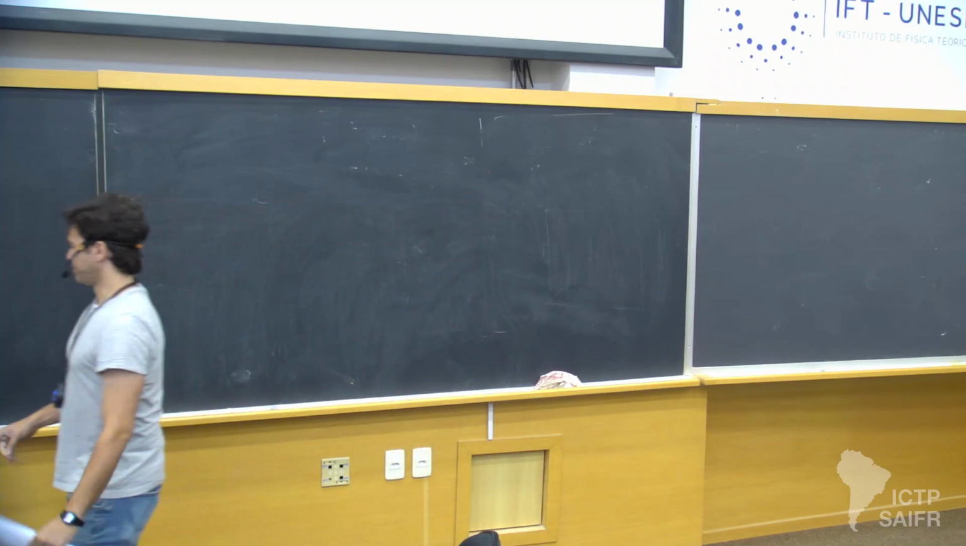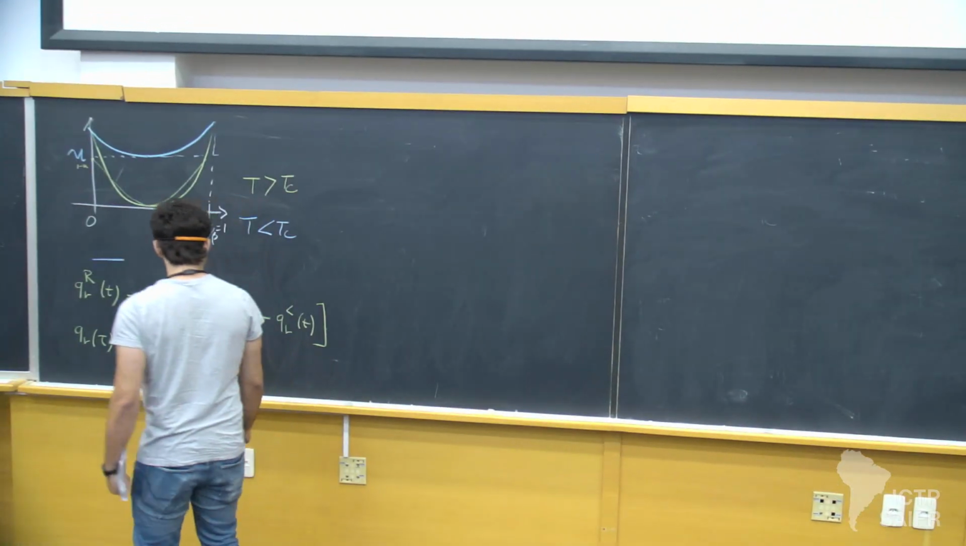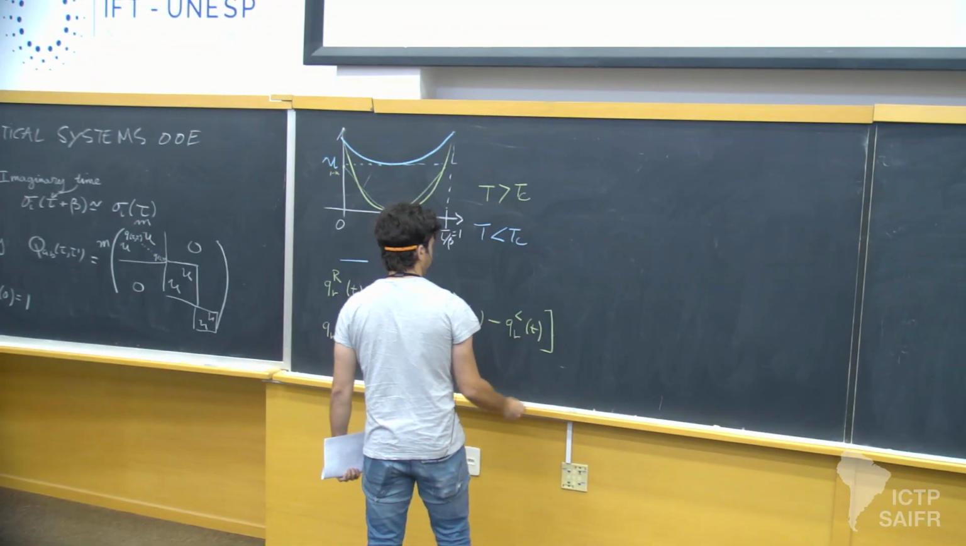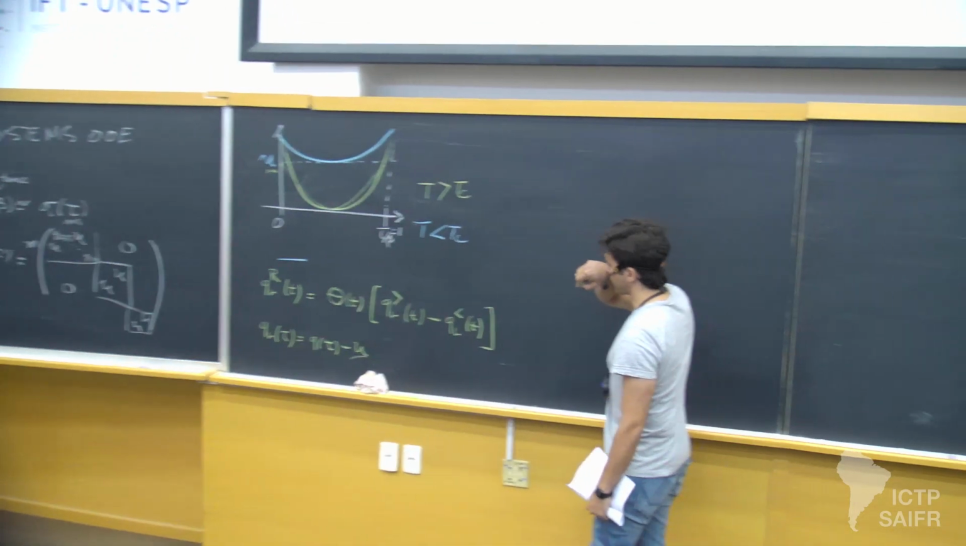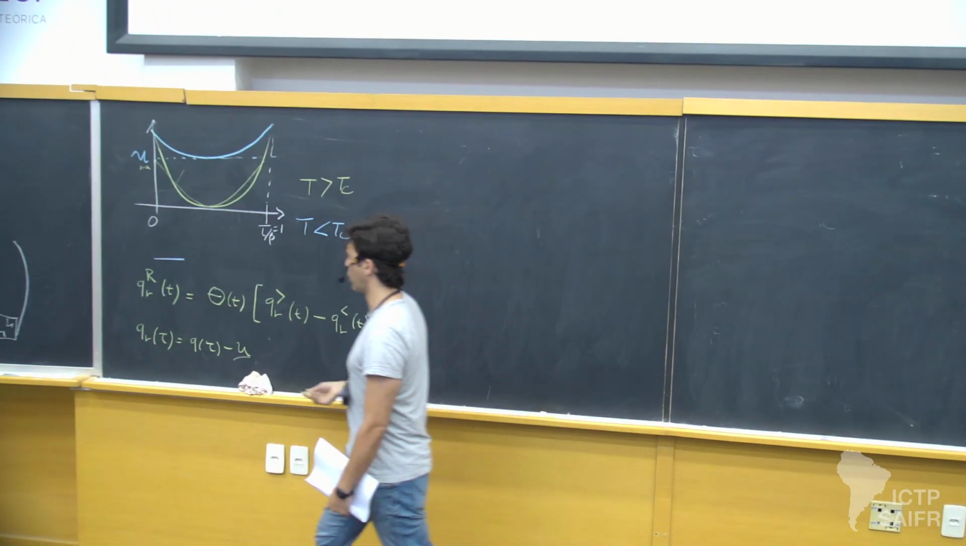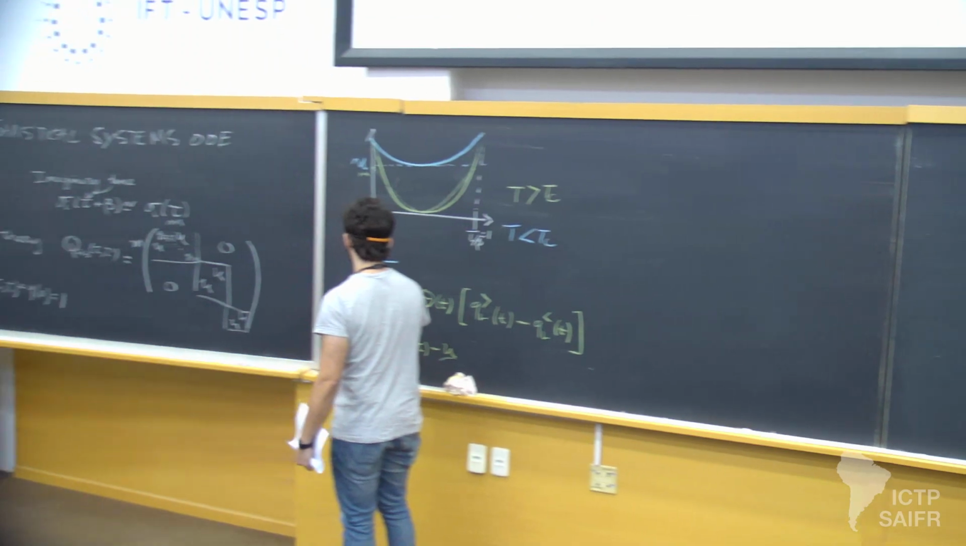All right, so now in experiments, the only thing that we can measure are these retarded correlation functions.